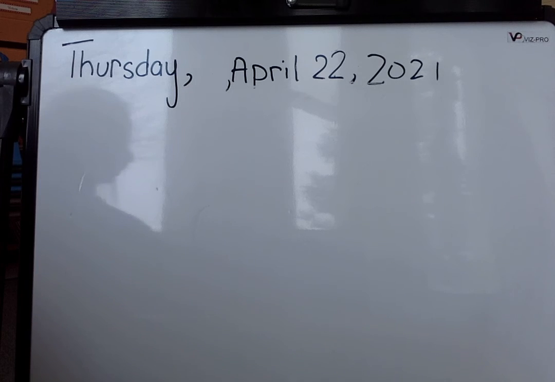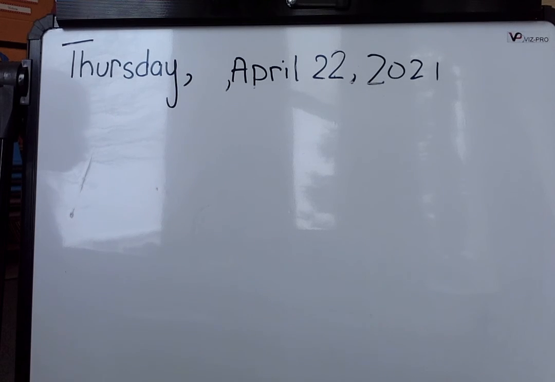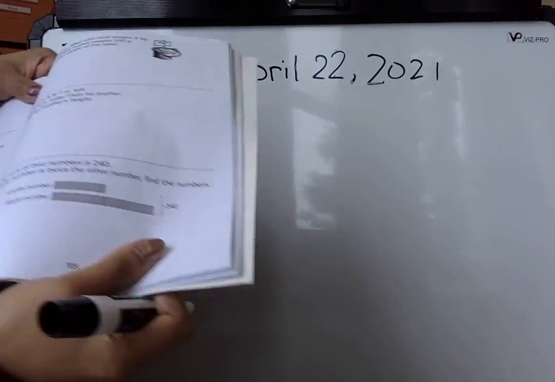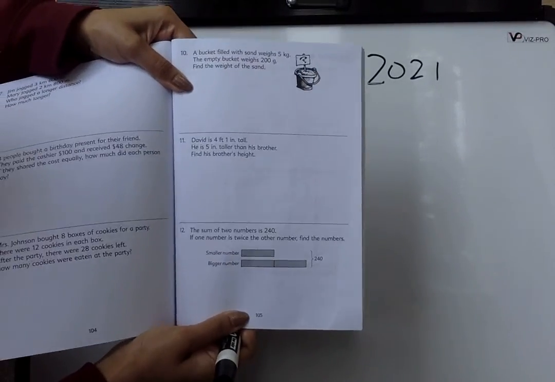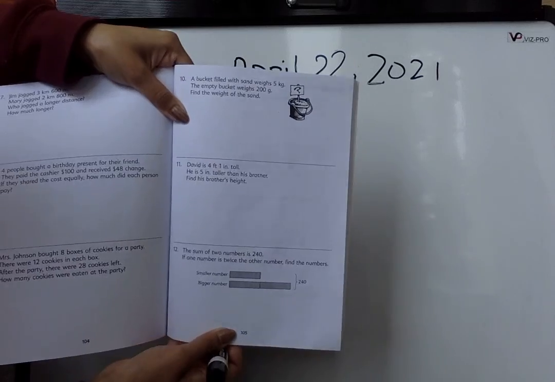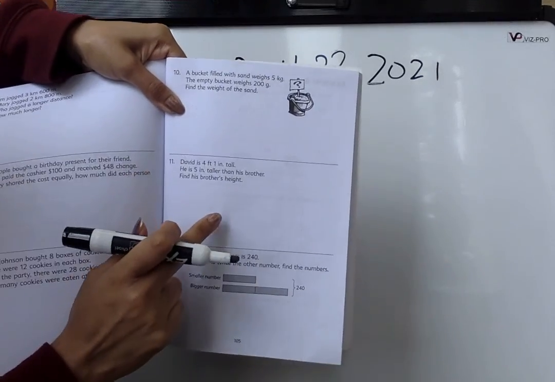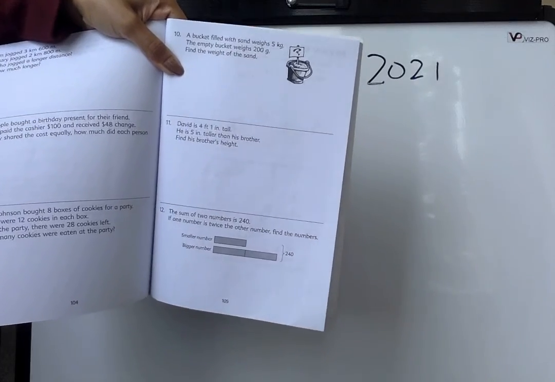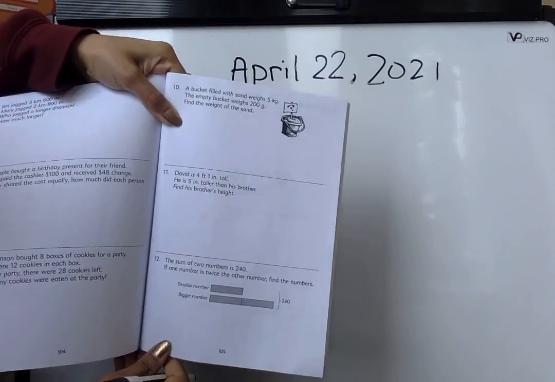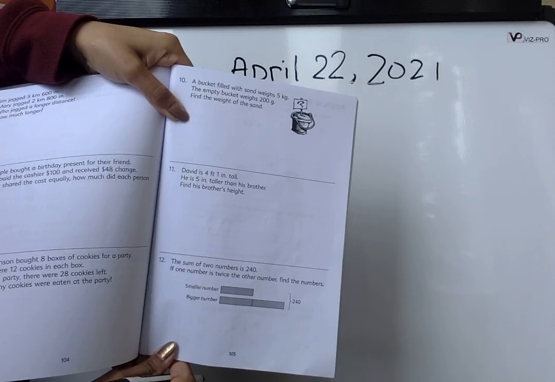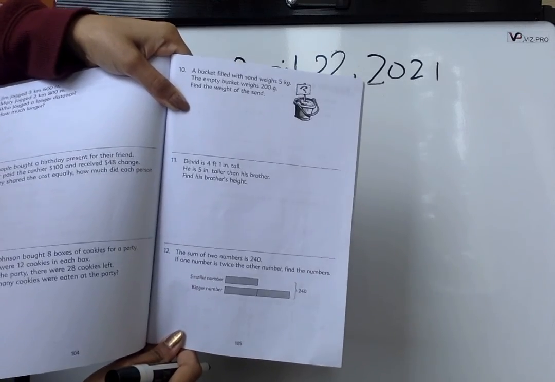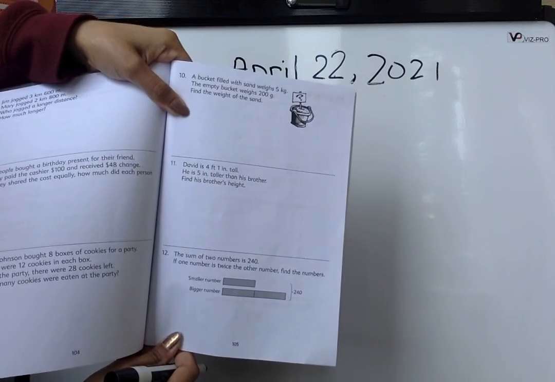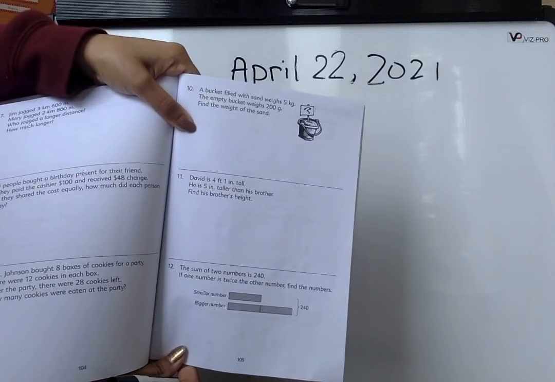So let's get started. You should be looking at your workbook, review 5, and today we are looking at page 105. We'll be working with questions 10, 11, and 12. After this lesson, you will finish your mental math 17. Let's go ahead and look at question 10.